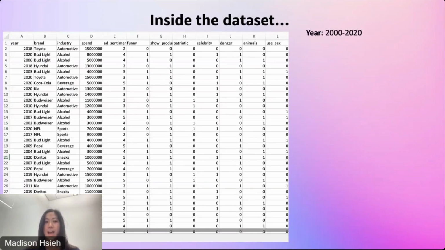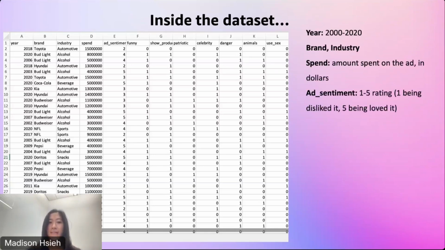So in this data set, we have the years 2000 to 2020. We have brand and industry. We have the spend amount, which is in dollars. We have ad sentiment, which is a rating that customers gave the ad from 1 to 5, 1 being they strongly disliked it, and 5 being they loved the ad.